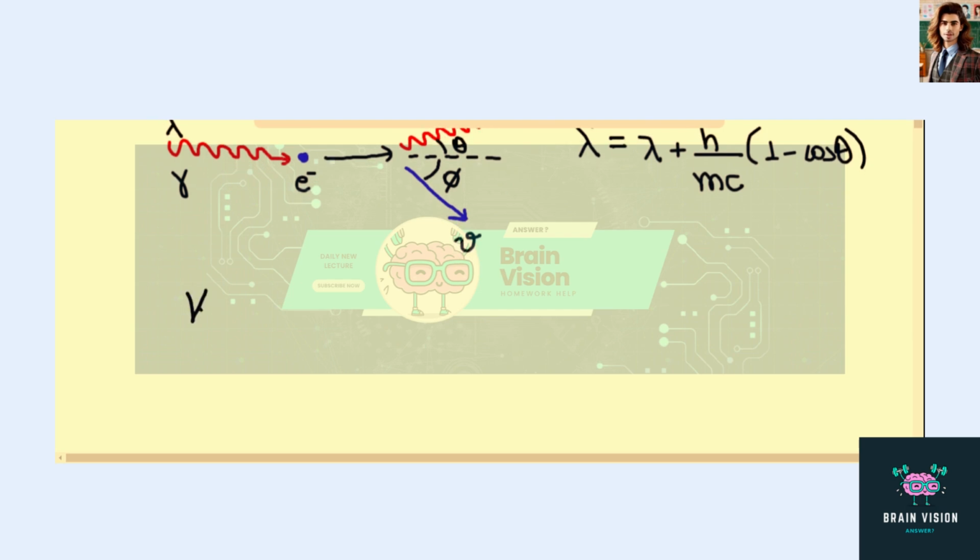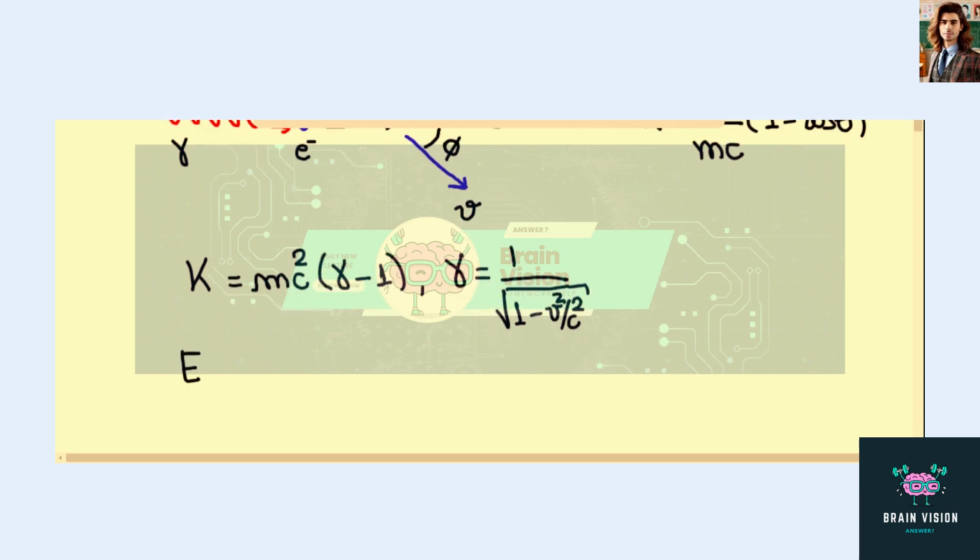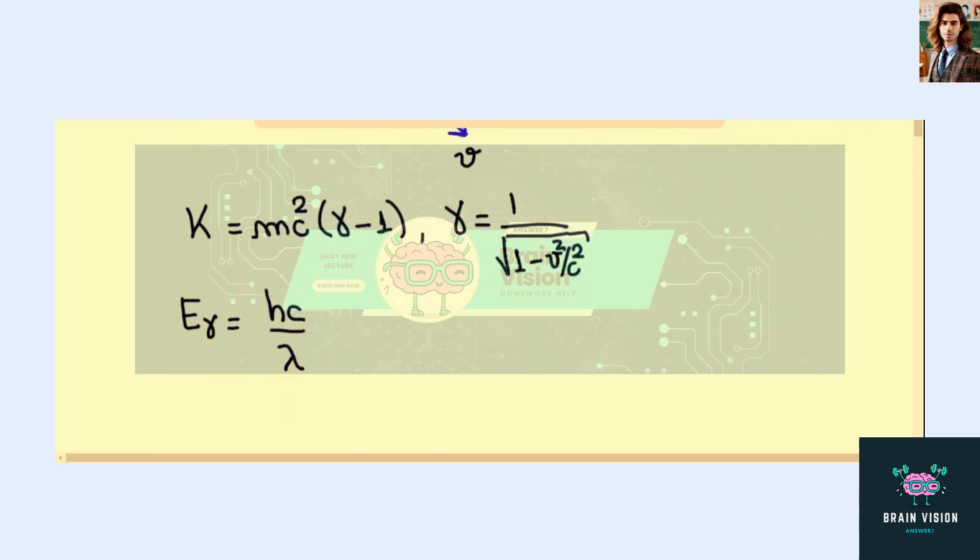Also, we need to remember that the kinetic energy of a massive particle is equal to the mass of the particle times c squared times gamma minus 1, where gamma is 1 over the square root of 1 minus v squared over c squared. Finally, the energy of a photon is equal to hc over its wavelength.